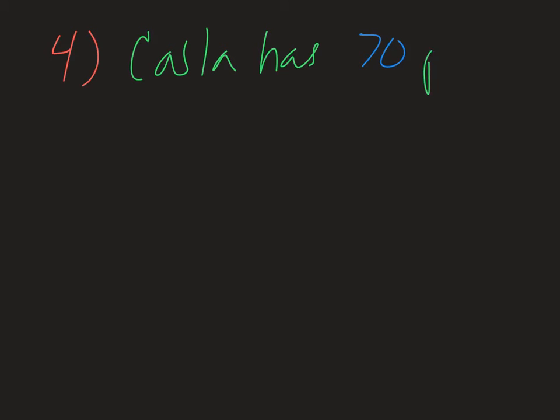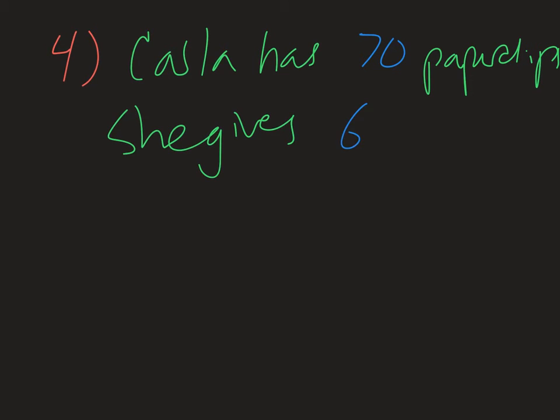And the last one we're going to look at, we are going to look at number 4, because I can almost feel people asking me, Mr. Meeks, please do number 4. I need help with it. Fear not, we're going to do it. Okay, so number 4 tells us this. Carla has 70 paper clips. She gives 6 away. We've got to find out how many she has left.